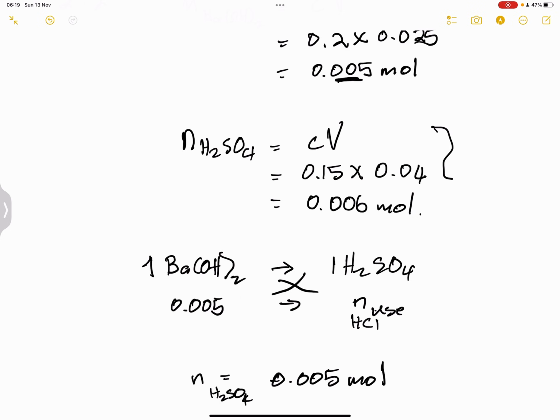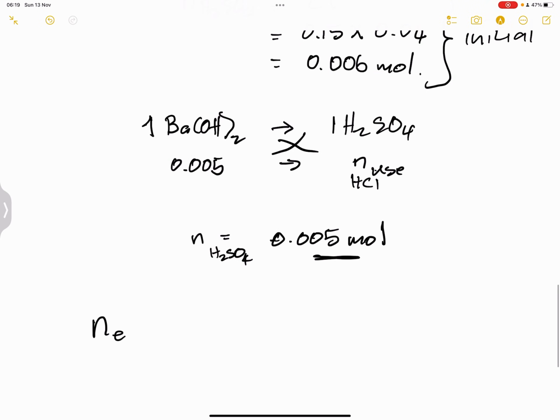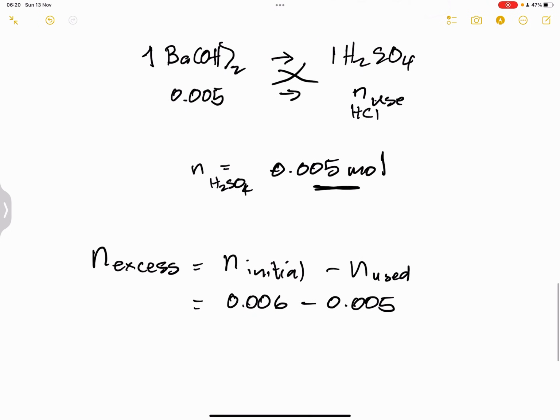But now, what are these? These are the initial number of moles, the amount of acid that I started with, and I find that I used this amount. So the number of moles of acid in excess will be the initial number of moles minus the number of moles used. So I've got 0.006 minus 0.005, which gives me 0.001 moles. So these are the moles in excess.